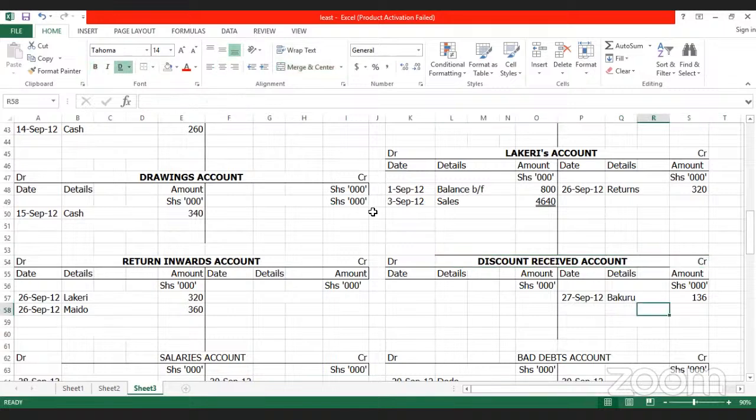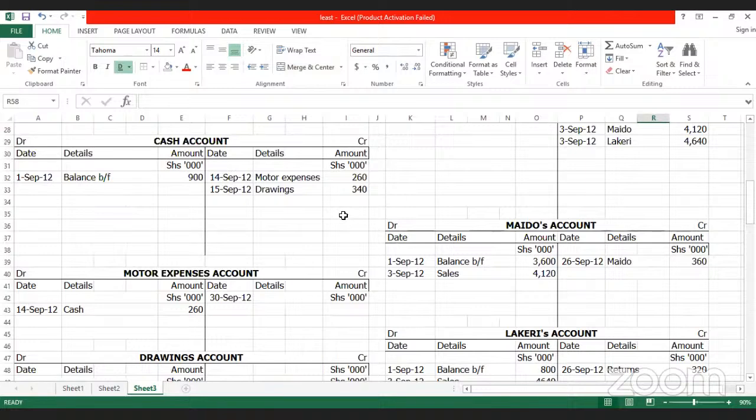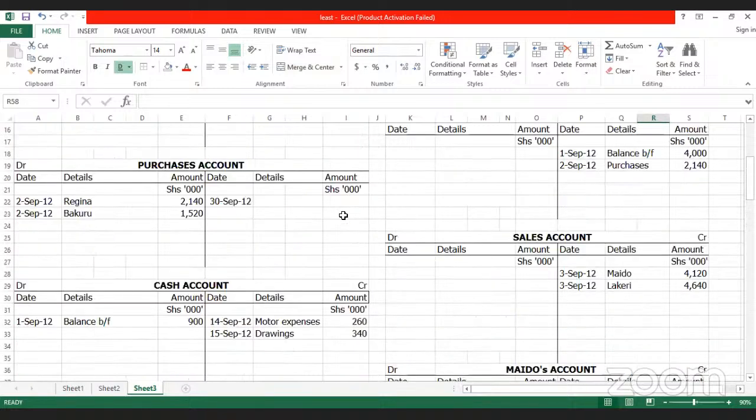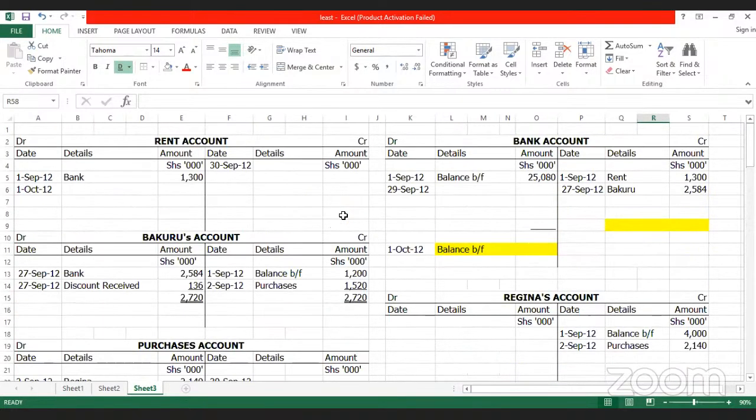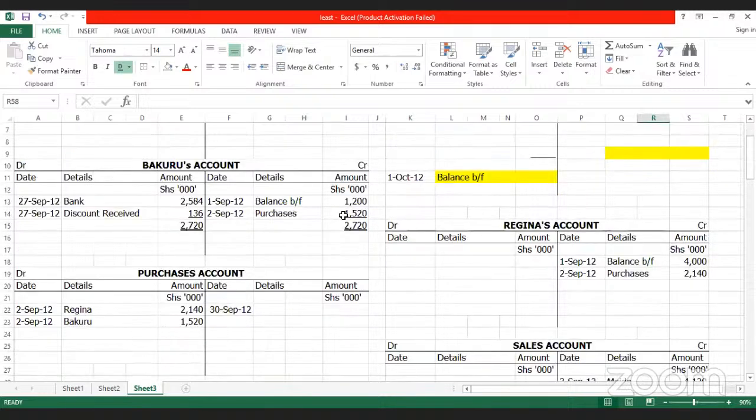Then which other supplier did they clear apart from Bakuru? Which other supplier was paid?